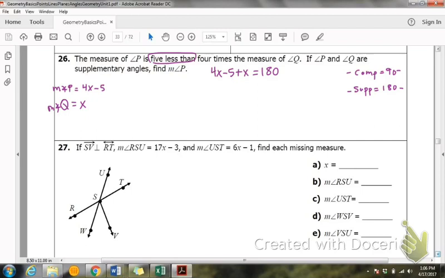Once you've found out what x is, you have to make sure that you plug it in for angle P. All right, let's look at problem number 27.